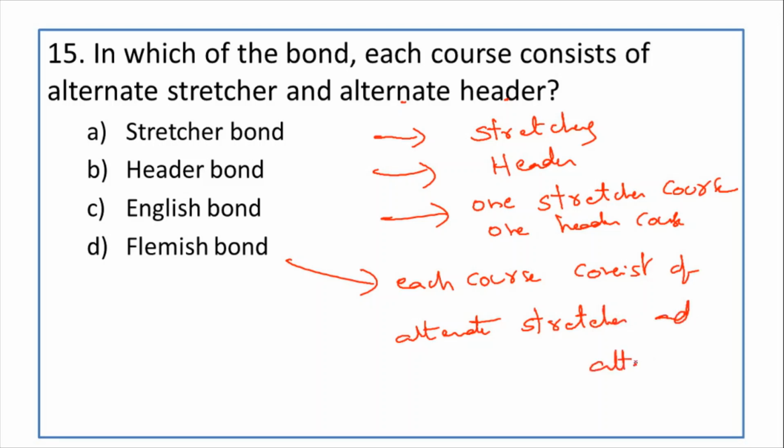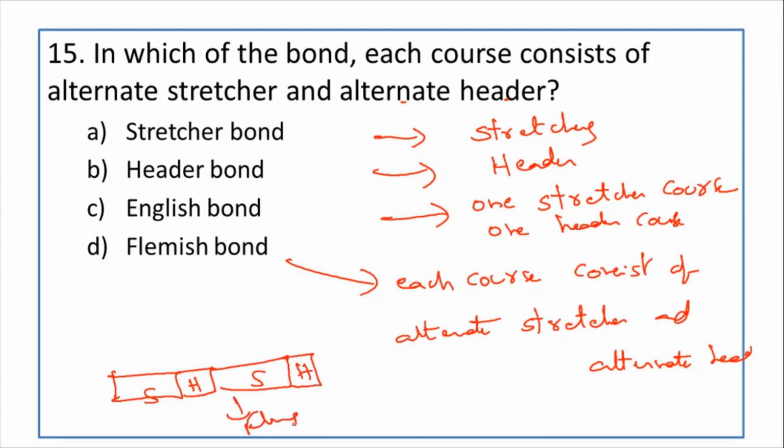That means in each course what we will do is, first we will keep one stretcher and next beside that we will keep one header, and again we will keep a stretcher and again we will keep a header. That will be the Flemish bond. Okay, so what they're asking in the question, in which of the bond each course consists of alternate stretcher and alternate header. So Flemish bond is the answer here.